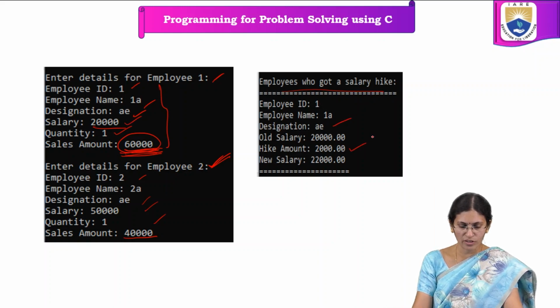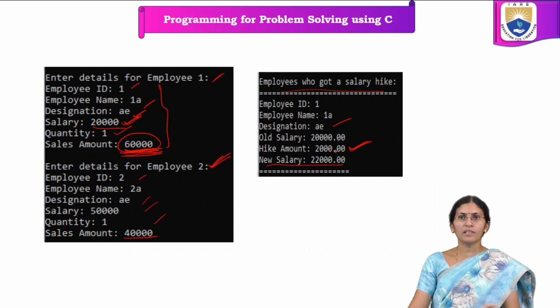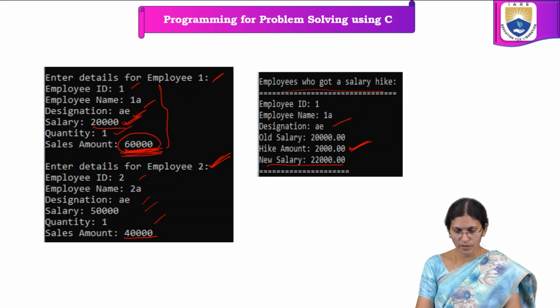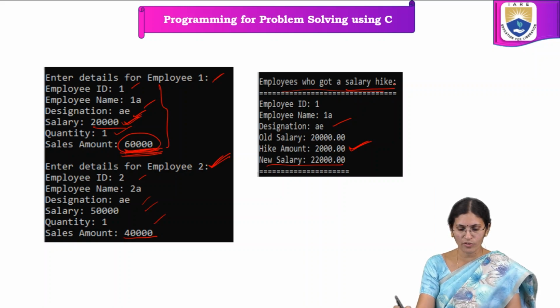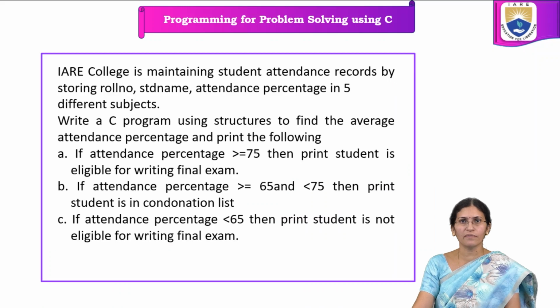The hike amount he is getting is 10% of the salary. 10% of 20,000 comes to 2,000. Then the new salary will be the old salary plus the hike amount, 20,000 plus 2,000, which is 22,000. This way we can write the program to print the salary of a person and the salary hike based on a specific criteria or condition which is given.